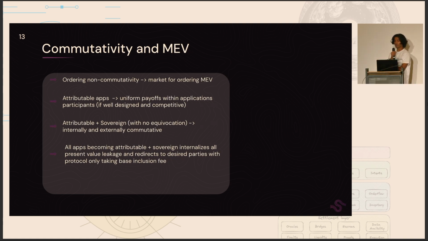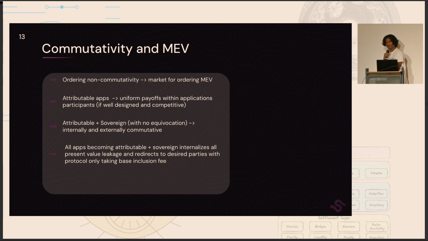So ordering non-commutativity creates this market for ordering MEV. Attributable apps, on the other hand, with uniform payoffs, uniform clearing price, within the application setting, are commutative, right? So the idea is consider a uniform clearing price DEX. Now the searchers will be competing to clear the batch at the best possible price, but it will be the same price for not only their transactions, but also all users within the DEX, right? All swappers and the underlying LPs as well.